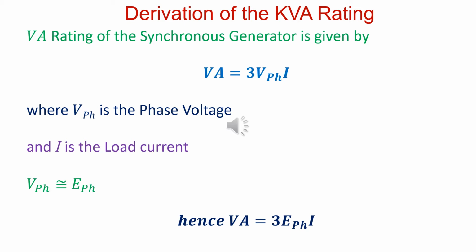Derivation of KVA rating of the generator is given. Volt ampere rating of three-phase electrical generator is equal to 3 VI. Terminal voltage V is approximately equal to induced EMF E. Thus, volt ampere rating may be taken as 3 EI.